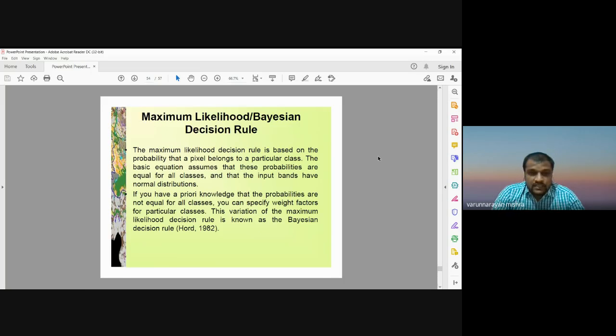Now another classification method, that is maximum likelihood. The maximum likelihood rule is based on the probability function that a pixel belongs to a particular class. The basic equation assumes that these probabilities are equal for all classes and that the input bands have normal distribution. If you have prior knowledge that the probabilities are not equal for all classes, you can specify weight factors for a particular class. This variation of the maximum likelihood decision rule is known as the Bayesian decision rule. It is totally based on the probability of a pixel belonging to a particular land feature class or surface feature.